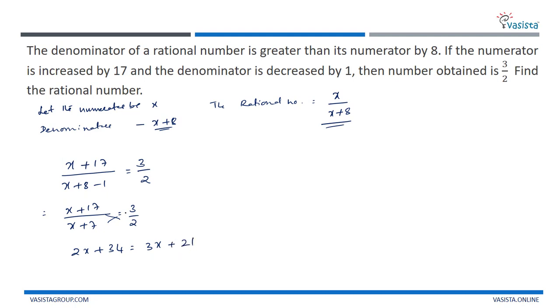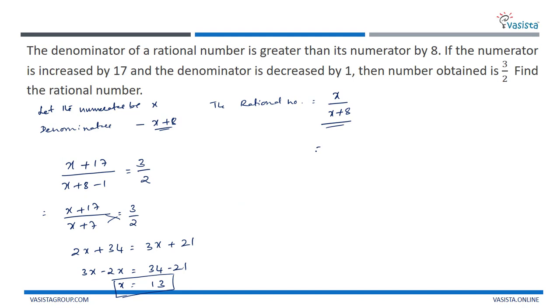Correct? So 3 sevens are 21. Now transfer this side, that is 3x minus 2x is equal to 34 minus 21. Now x is equal to what? 34 minus 21: 4 minus 1 is 3, so 3 minus 2 is 1. x is equal to 13.